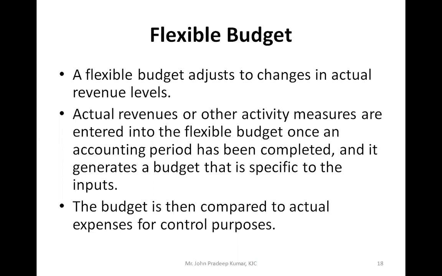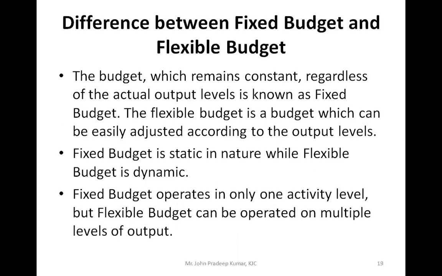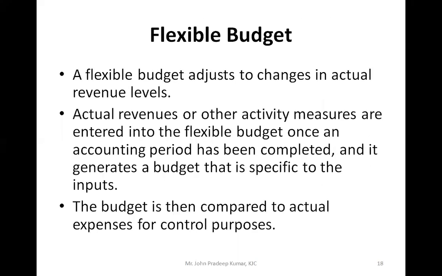So the word says it's flexible. It will adjust itself to the output. If your output is increasing, or it is decreasing, your budget also will be ready to help you. You can use different budgets for different outputs. That is what is called a flexible budget. And there's a difference between a fixed budget, which remains constant, and a flexible budget, which is flexible to your output or your revenue level when it is changing.